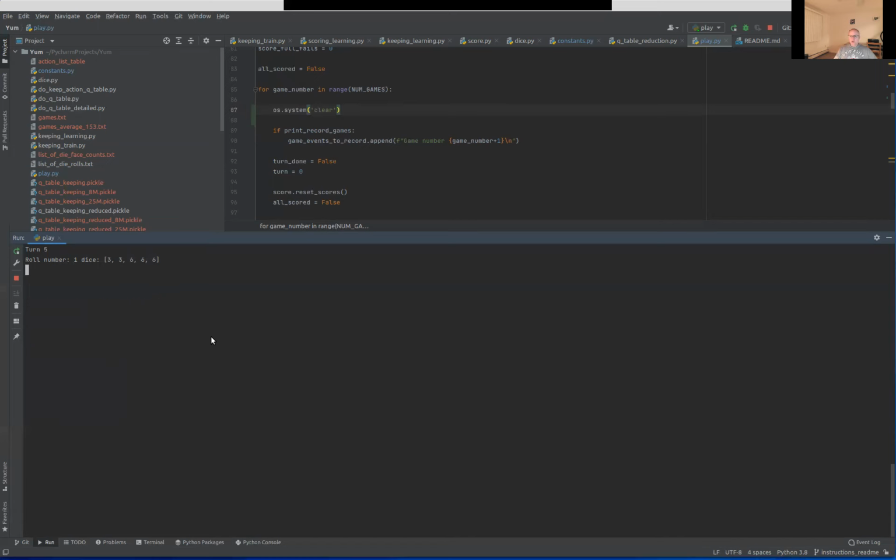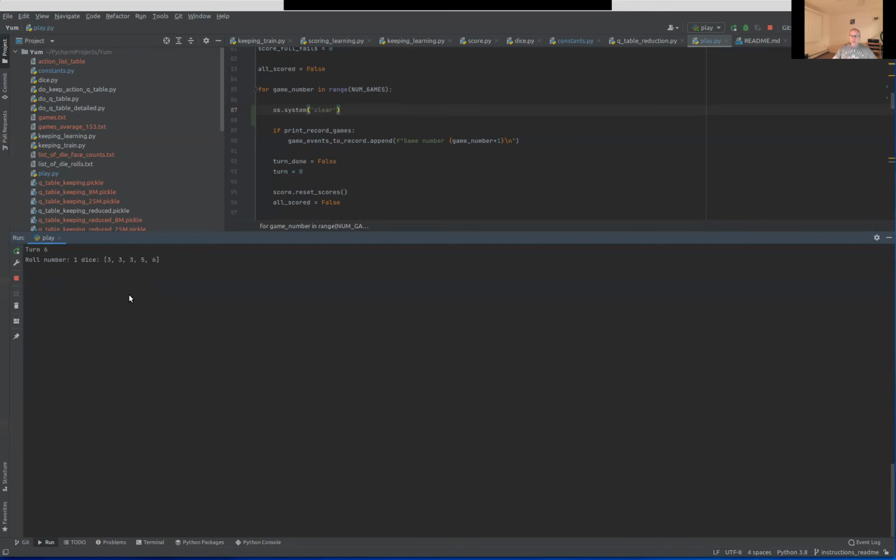Okay, next turn. Now we've got 3 3 and 3 6s. And so you see here, he's not even bothering to use the 2 rerolls that he's allowed. He's right away saying, okay, I'm happy with this 3 3 and 6 6 6, and I'm going to score that in the full. So that's the end of this turn.